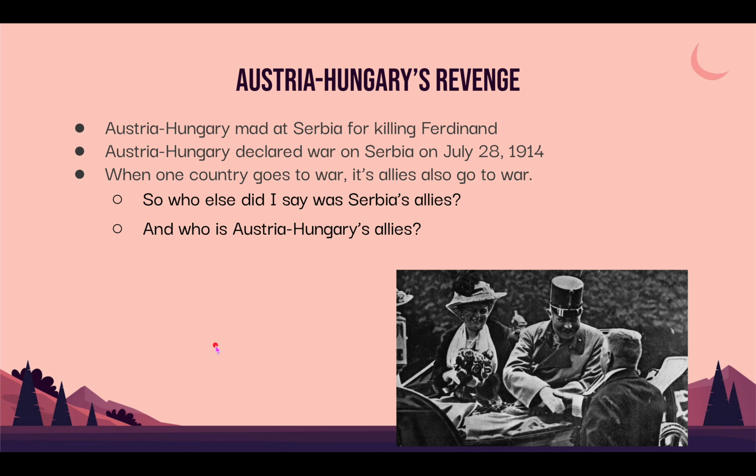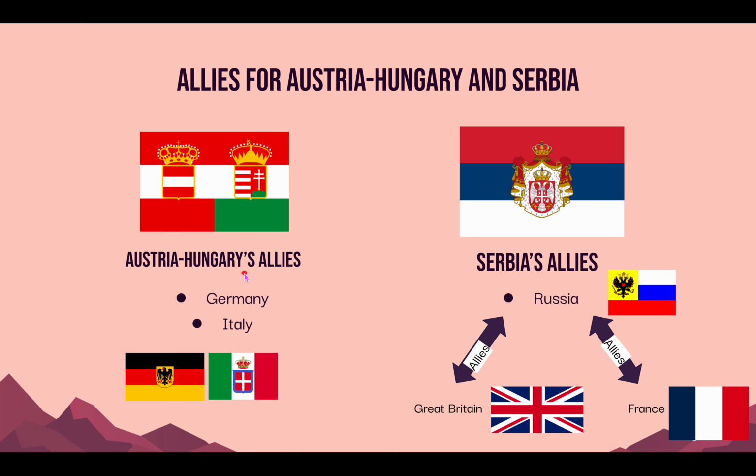Austria-Hungary was super mad at Serbia for killing Ferdinand. Austria-Hungary declared war on Serbia on July 28, 1914. So when one country goes to war, its allies also go to war. So think again in your mind. Who else did I say was Serbia's allies? And who was Austria-Hungary's allies again? So for Austria-Hungary, it had the allies of Germany and Italy. And for Serbia's allies, it had Russia, and Russia was allies with France as well as Great Britain.